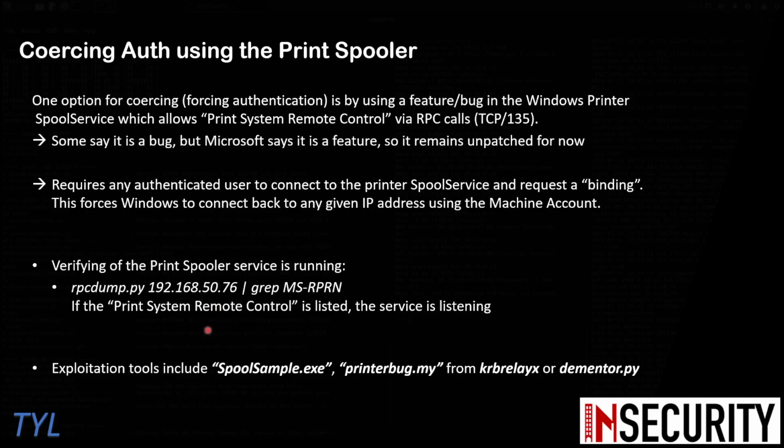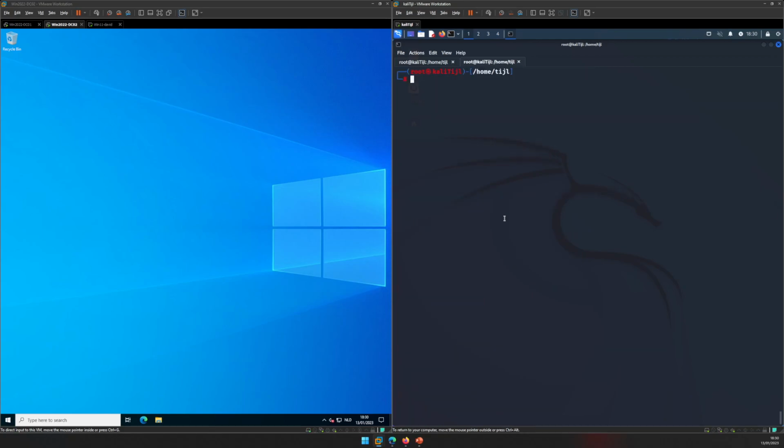Okay, that's okay. So how can we exploit that? How can we actually coerce with an authenticated user? There's a Windows tool called Spool Sample. There's actually printerbug.py from Dirk-Jan Mollema's toolkit, Kerberos Relay X, the same one as the NTLM Relay X script. Or the easiest one, the one I will show you in a minute, is actually dementor.py. So I will show you that now. Dementor.py is a single Python script. Let's download that Python script like so.